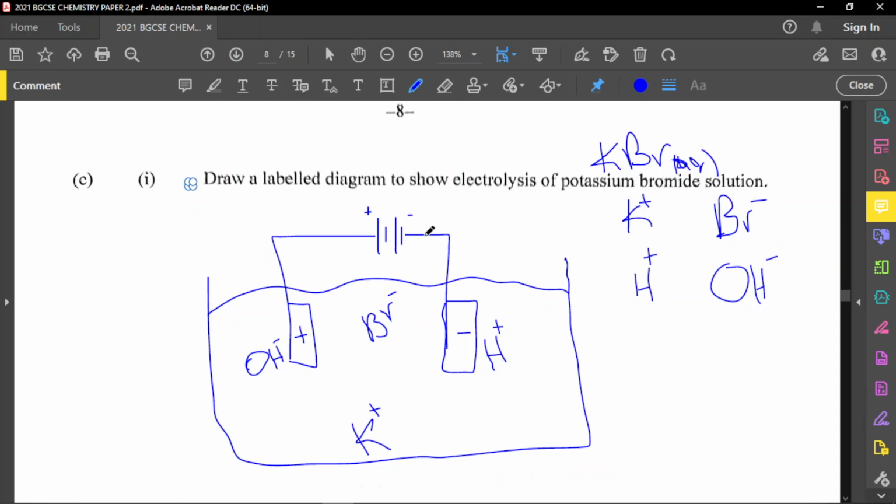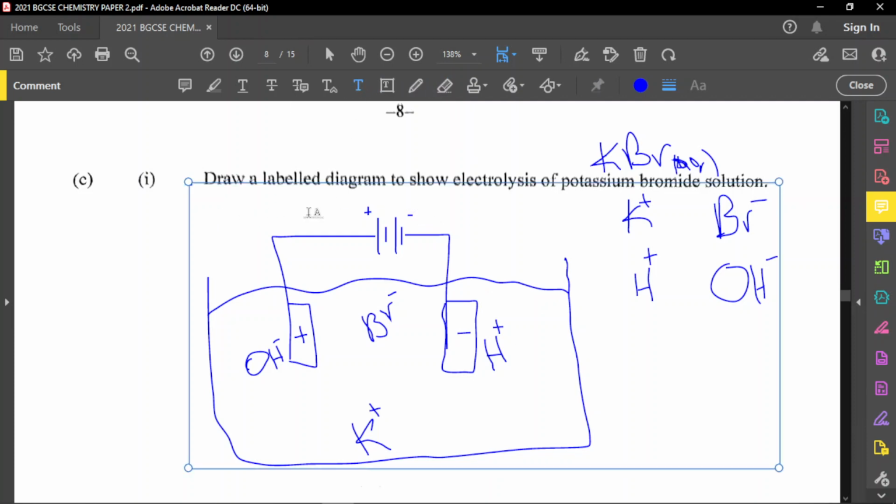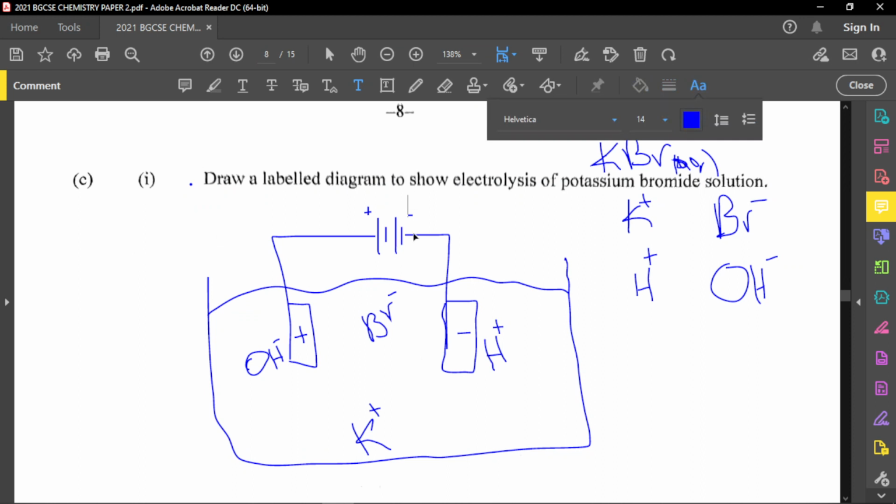And you can label again. So you're going to label the cell. This is the electrolyte. I'm just quickly putting some labelings on as fast as I can. So we're going to have our cell or battery or energy supply. So this is our battery. All right. We have our electrolyte.